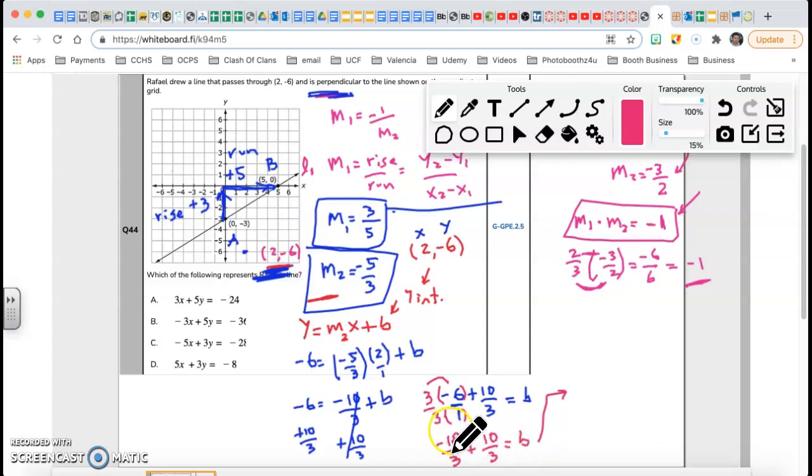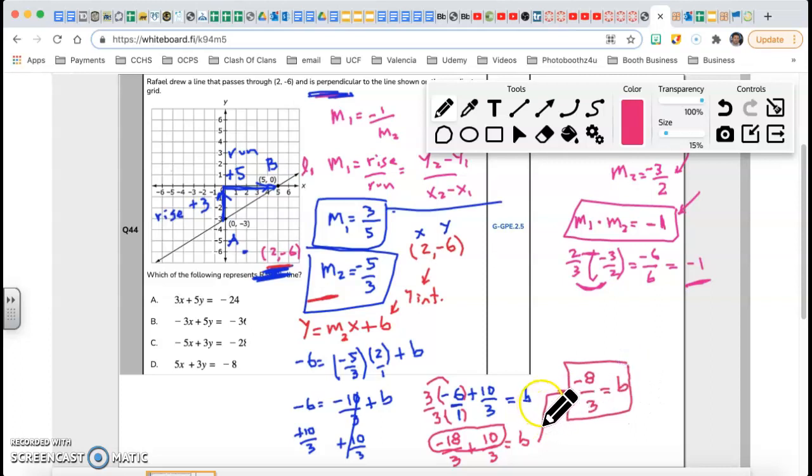So negative 18 plus 10. Now I just do whatever I have on the top, because if they have the same denominator, I keep the denominator. So negative 18 plus 10 is going to give me negative 8, and I keep the same denominator. I don't change the denominator. And that's equal to b. Again, negative 18 over 3 plus 10 over 3 is negative 8 over 3. And now that's my y-intercept.